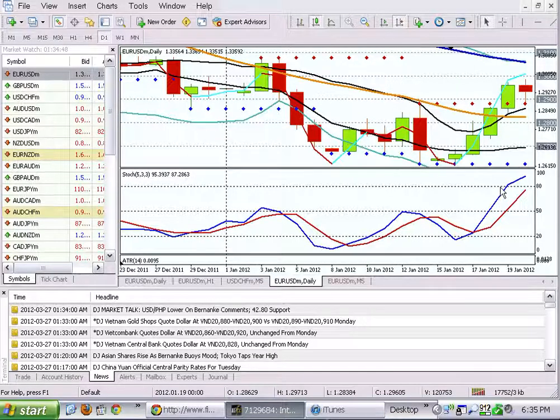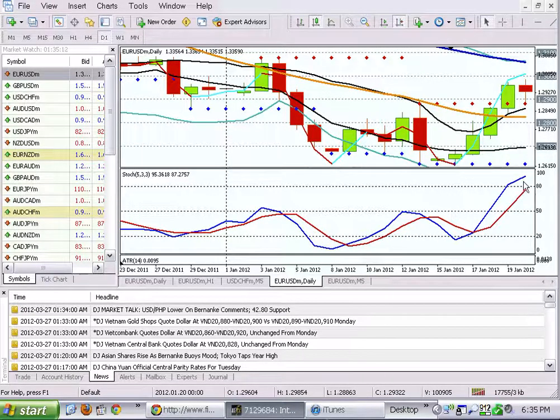Now, I'm not a huge fan of overbought and oversold, where 80 is supposed to be overbought and 20 supposed to be oversold. I don't think there's ever really such a thing as overbought and oversold. If something is worth it, you keep buying it. If it's not, you keep selling it.